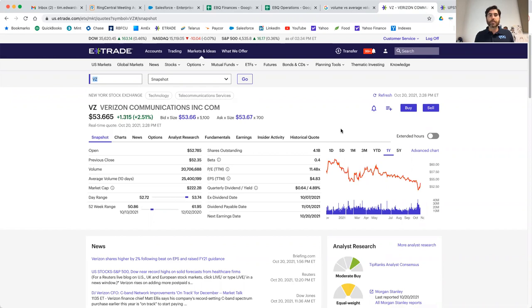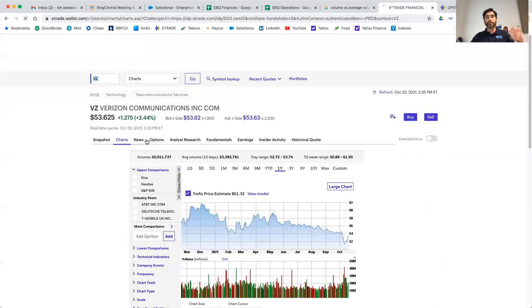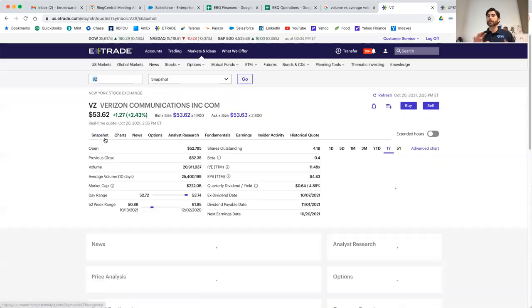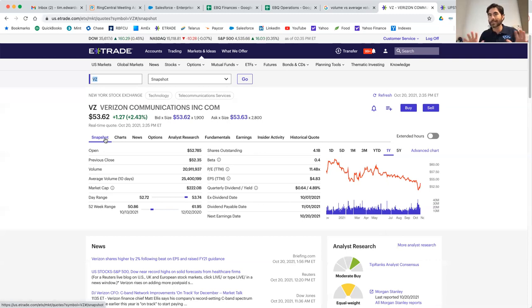So we're just going to go through the snapshot. There are a lot of other things that you can go into: charts, news, options, right? But snapshot, let's take it day one, step one. We're going to look at the snapshot, and I'm going to work through this. So this is the Verizon stock, right? You can see the name of the company is Verizon Communications, right? However, it always has its little stock name. It's VZ. So that is the Verizon stock.